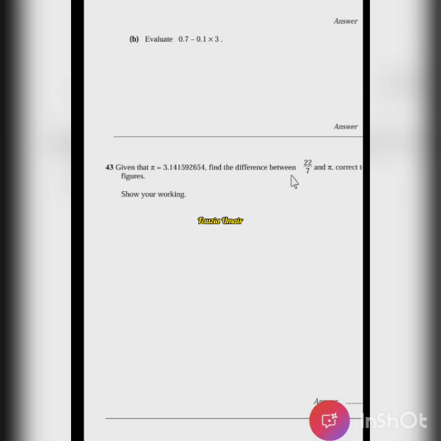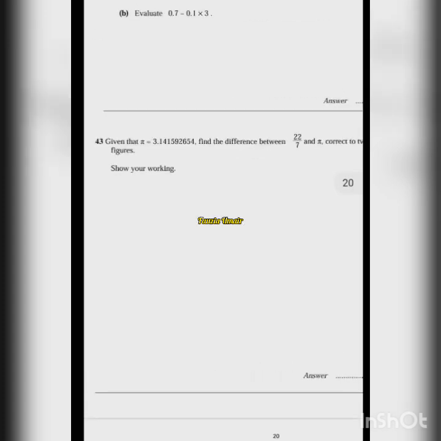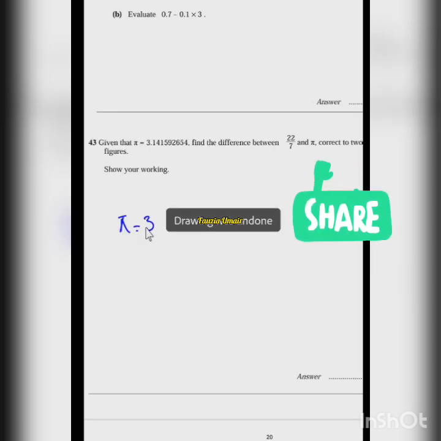All right. So this question is again a 1 mark question in the paper, I believe a 2 marks question in the paper. So you need to show your working also. It's written in the question as well. So the value of pi is given and you need to find the difference between 22/7 and pi. So what to do? We convert 22/7 into the same kind of value as the one given. What do we do with 22/7?